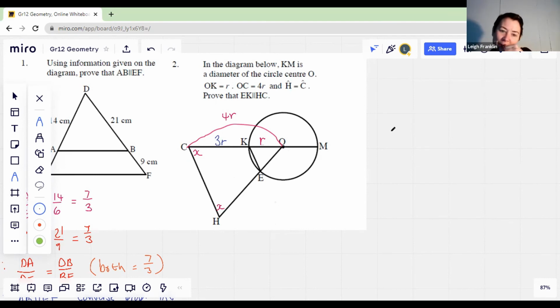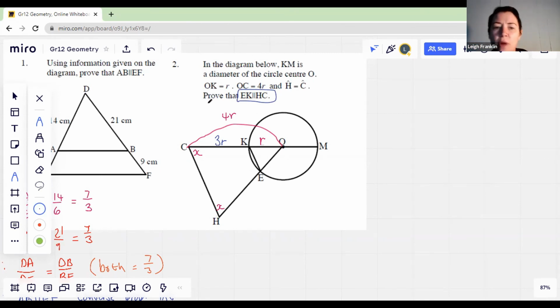So if OC equals OH, can we now go back and prove that these lines are parallel to one another? Can we prove that EK is parallel to CH? What would we need to show? Yes, we can do that. What would we need to show, though, to prove that it's true? We would need to show that two sides are in proportion. So in other words, OK is to KC is the same as OE is to EH. Indeed, indeed, indeed.